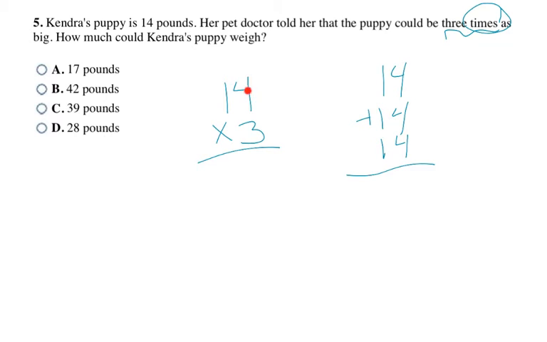3 times 4 is 12, so I write down the 2 and carry the 1. And then 1 times 3 here is 3, plus this 1 I carried is 4. And then over here, 4 plus 4 is 8, plus 4 is 12. Write down the 2 and carry the 1. Then 1 plus 1 is 2, plus 1 is 3, plus 1 is 4. So both times here I get 42, so 42 pounds is going to be my final answer, choice B.